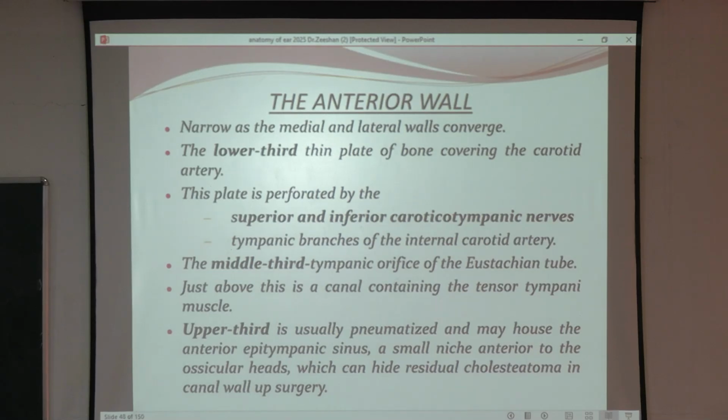So this is the applied anatomy of the upper part, that is a hidden area, one of the hidden areas of the middle ear where the disease can be left behind. It is asked in the exam, or sometimes in a short note also: what are the hidden areas of the middle ear? What do you mean by that? Those areas which are difficult to access during surgery and you may leave the disease behind. One of those areas is this upper third of the anterior wall of the tympanic cavity.